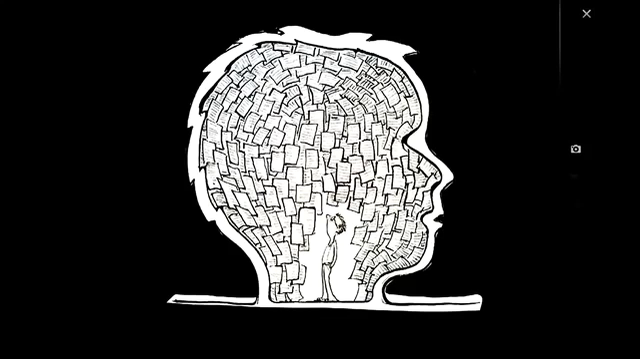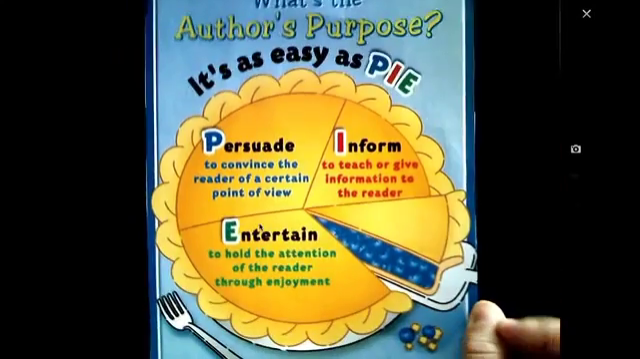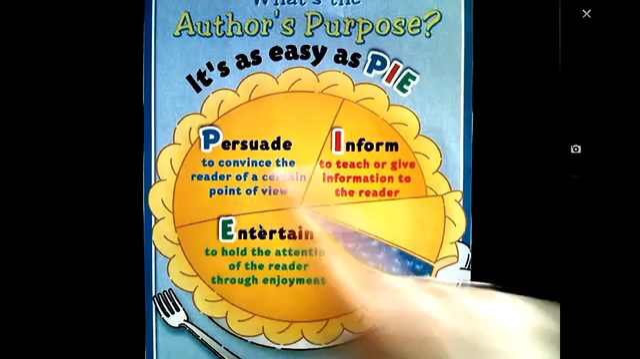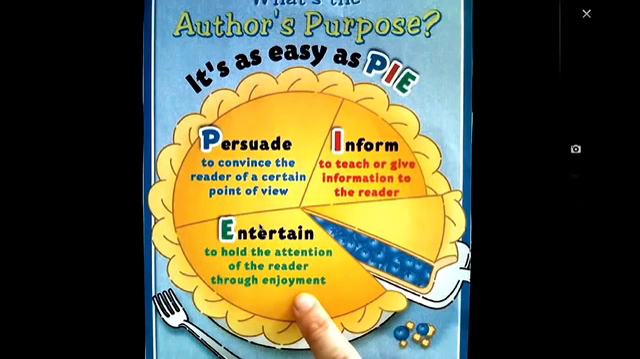Let's look back to what you might already know. The PIE method. Perhaps you've learned before that the answer to the question, why did the author write this piece, is to look for PIE: persuade, inform, or entertain.